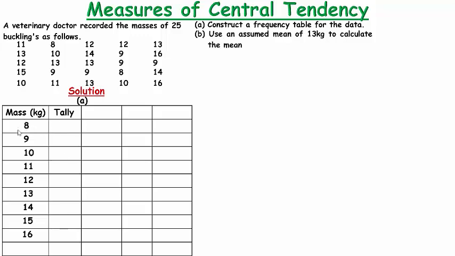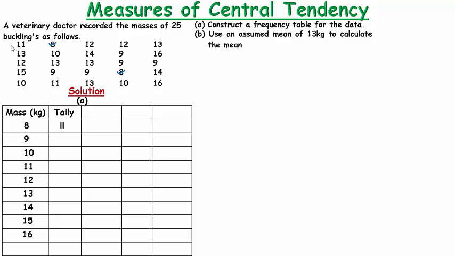For the first buckling weighing 8 kilograms, I have to go through the raw data. The first row, there's no 8 kilograms here. I have the first 8 kilograms in the second row, so I'll mark it under the tally column. The third row, no 8. The fourth row I have one 8, so I'll add it to this to make it 2. The fifth row I don't have any 8, so I have 2 bucklings, each weighing 8 kilograms. Is that okay? Now move on to the next, weighing 9 kilograms.